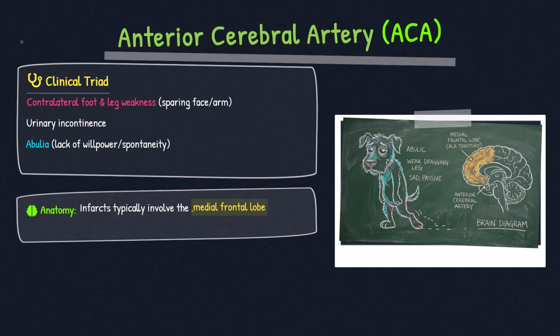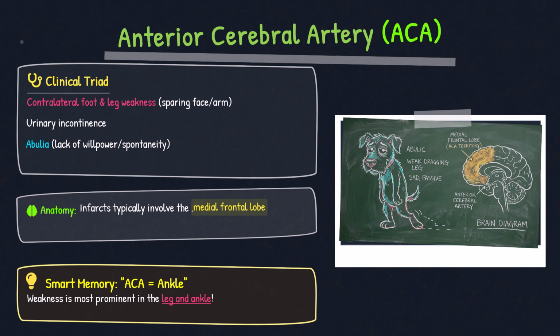As a result, the patient develops this weakness much more predominantly in the contralateral leg and foot versus the face and arm. The easiest way to remember this one is ACA equals ankle.